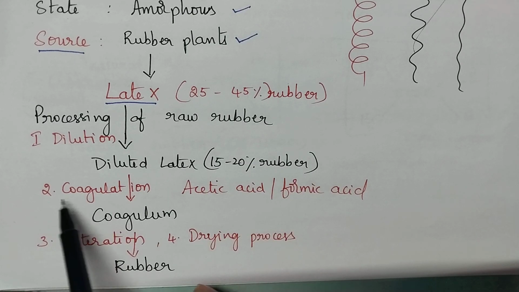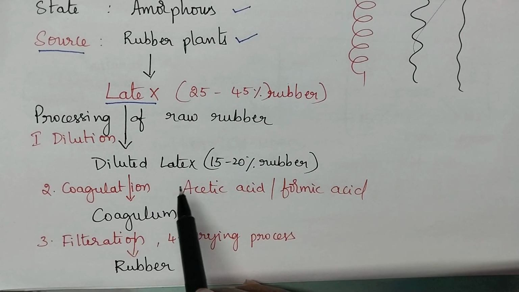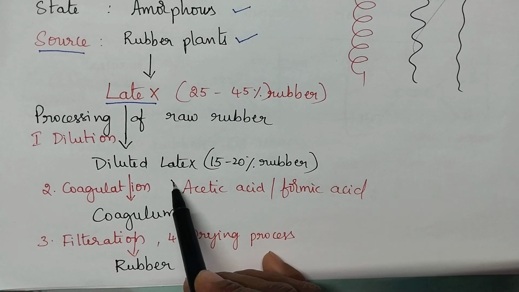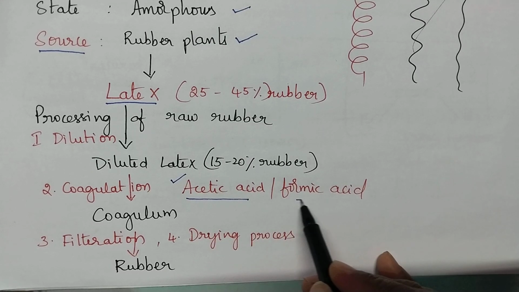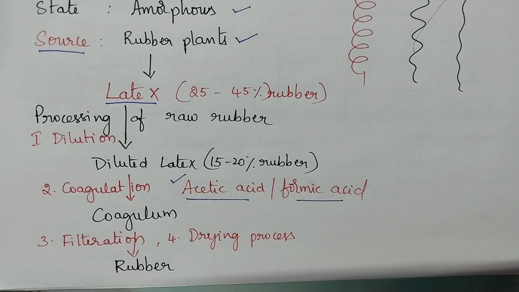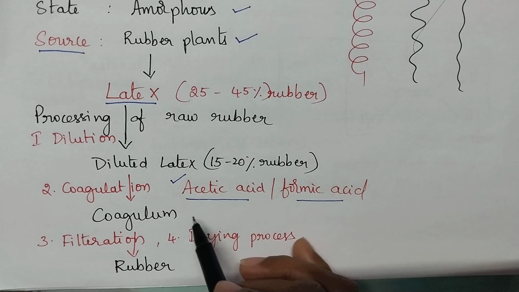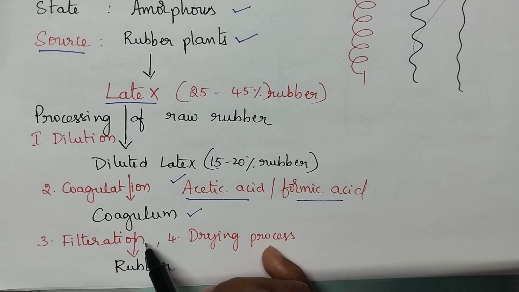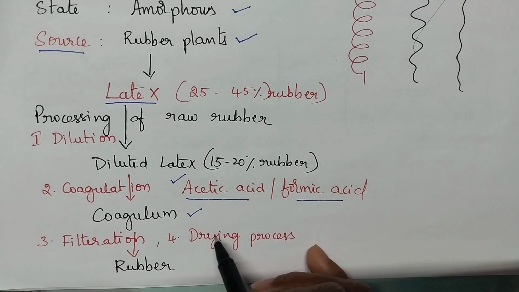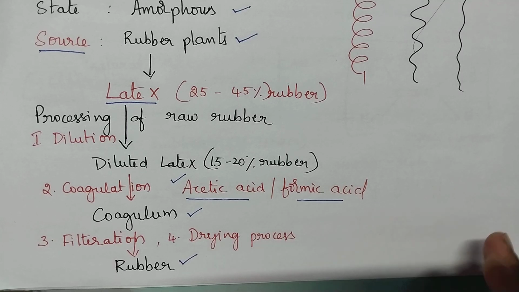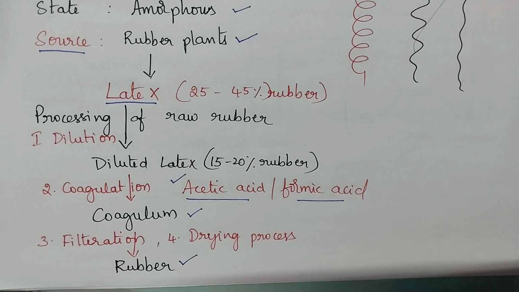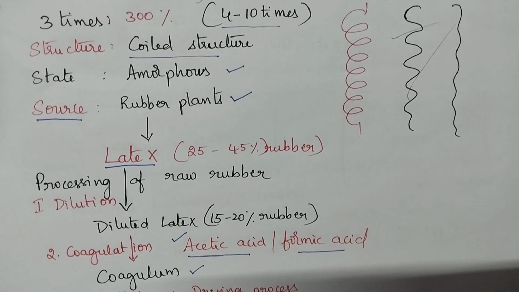And in the second step, the coagulation is done. For coagulation of diluted latex, they will use acetic acid or formic acid as the chemicals. So, during coagulation, a coagulum will be obtained. The coagulum is filtered and it is followed by the drying process to get the raw rubber. Is it clear about the processing of raw rubber, students?